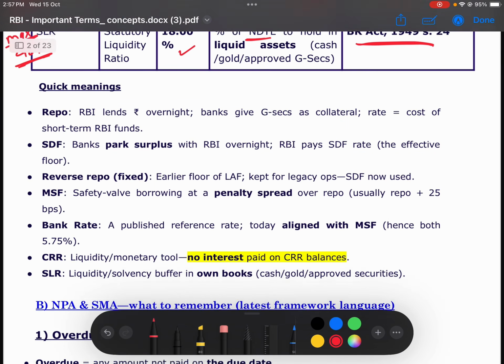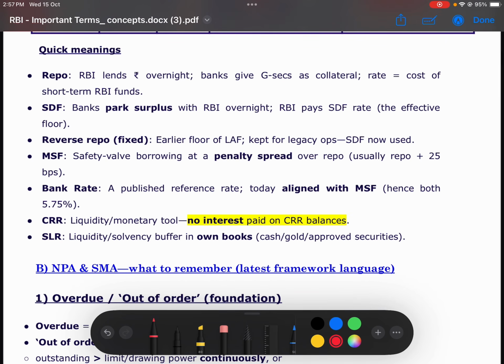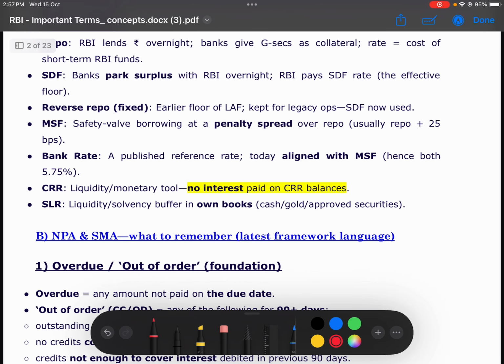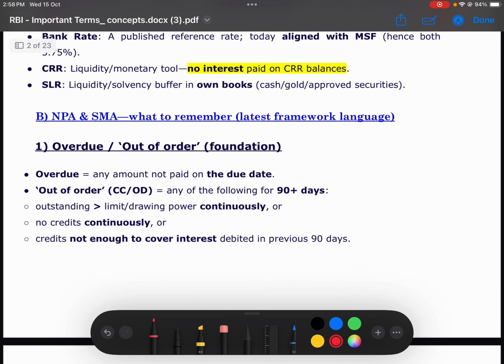Now some quick meanings are given. You must know these, these are normal things only. In case of the corridor, as of present, what is it? Repo is 5.5%, MSF is 5.75%, and SDF is 5.25%. In case of CRR, no interest is paid.